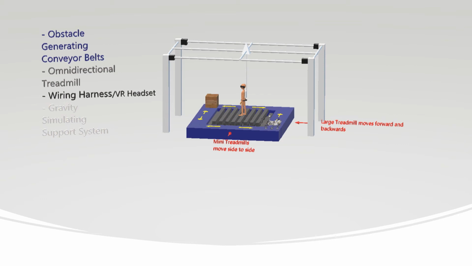So if the VR sees a box off in the distance, then if they see this box off in the distance in their goggles, then once the user moves towards that box, the obstacle generating conveyor belt will move it onto the treadmill, and then the box will stay on the treadmill until the user walks away from it, moving the box back onto the obstacle generating conveyor belt.